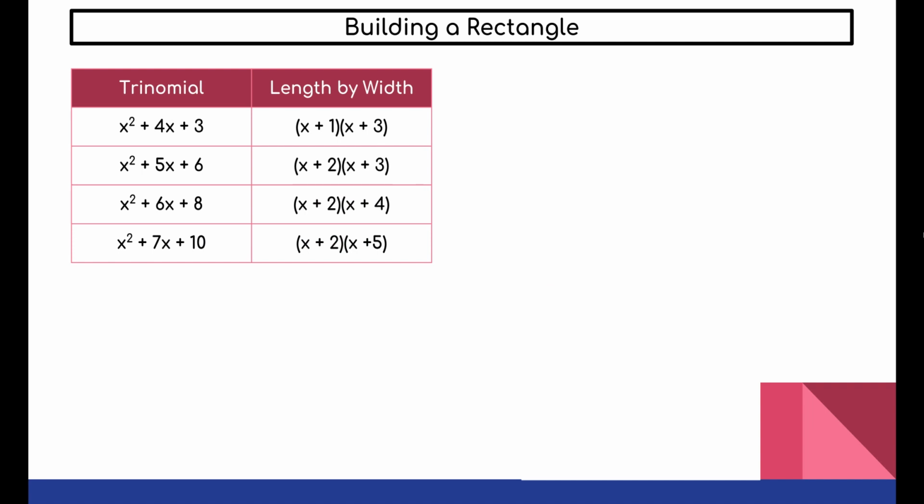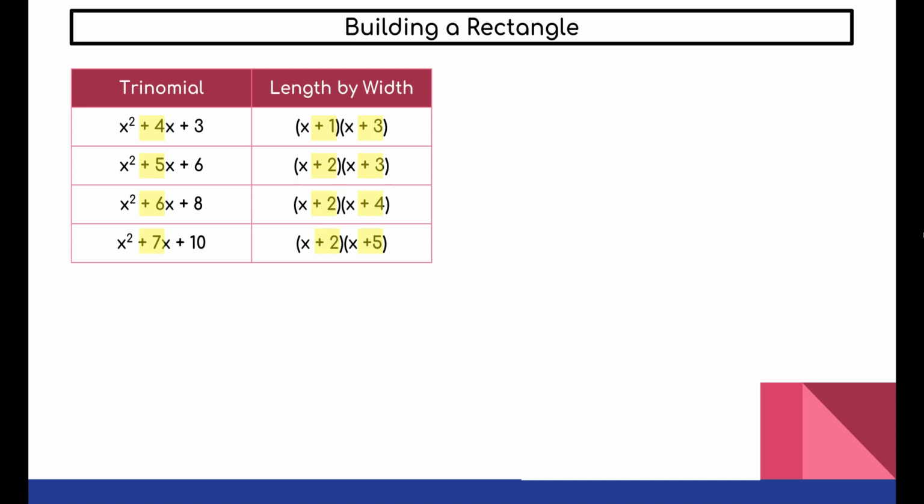Let's say we've also asked them to engage with x squared plus 6x plus 8 and x squared plus 7x plus 10. And they've gotten their areas as products of length and width. We want them to make some observations. So we may ask them what they notice, and we may need to focus their question to be what do they notice about the linear term, the coefficient of the linear term, and the constants in each of the factors.